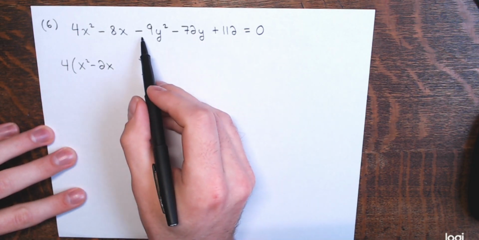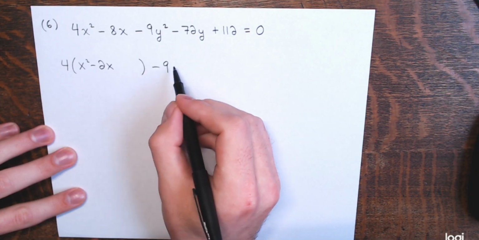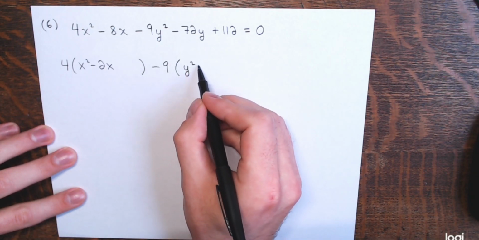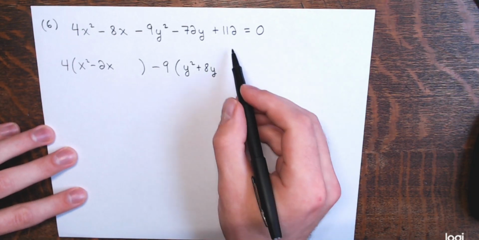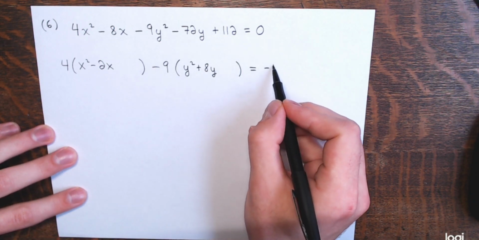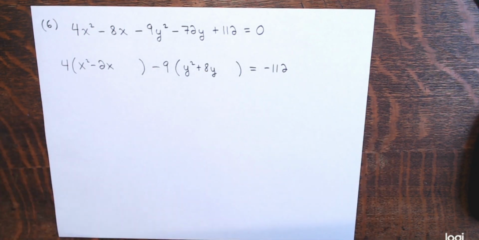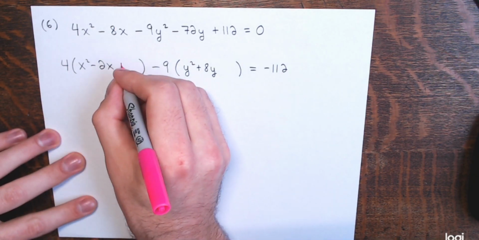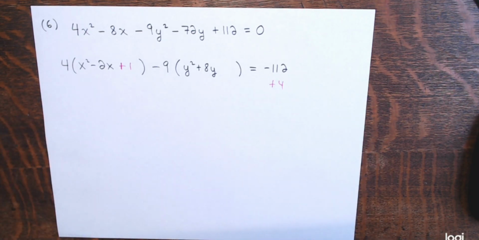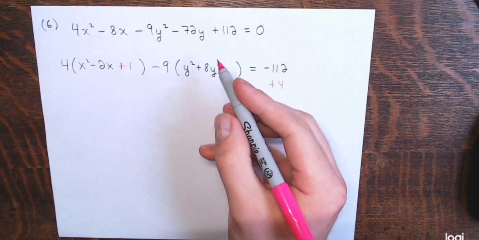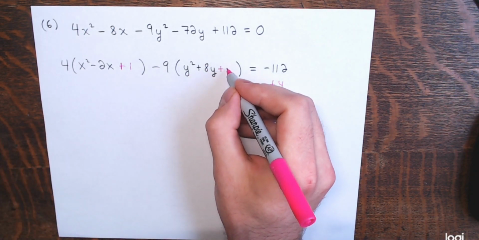From the y terms, I'll factor out negative 9. And then you'll have y squared plus 8y, and then some space for completing the square. And then I'm going to subtract the 112 to get the constant term on the other side. Alright, now comes the completing the square. On the x's, I would be adding 1. But remember, 1 times 4 is 4, so I'm going to add 4 to the other side. And then y squared plus 8y, I'm going to add 16.